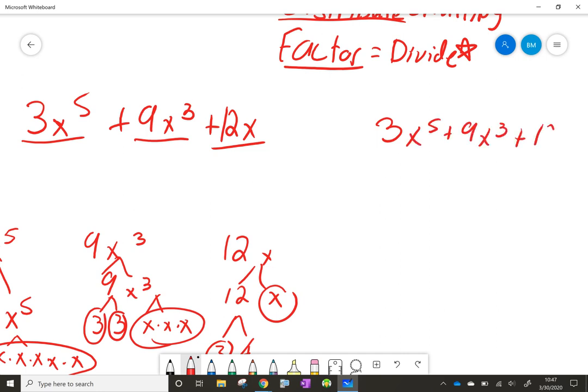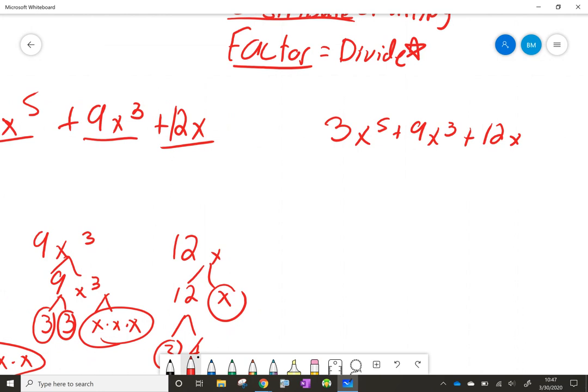Okay? Now, if we look at this from a more advanced approach, 3x to the 5th plus 9x to the 3rd plus 12x, we ask each other, hey, between these 3 terms, what's the biggest number? Let's break it into 2 parts, numbers and x's. What's the biggest number that divides 3, 9, and 12? All 3 of those, right? The biggest number that divides all 3 of those, 3, 9, and 12, is 3. I can divide 3 by 3, I can divide 9 by 3, and I can divide 12 by 3. There's no bigger number that will divide all 3 of those terms other than 3.